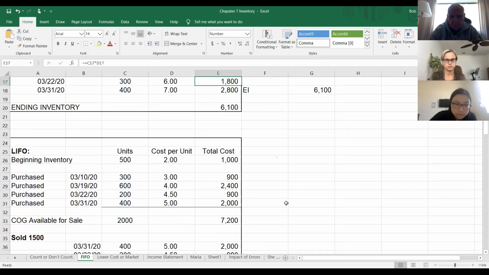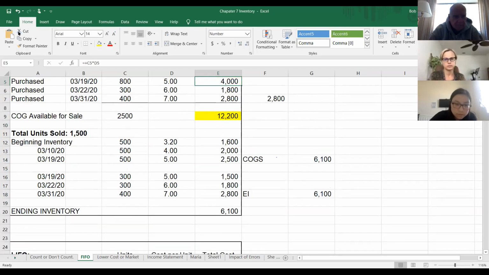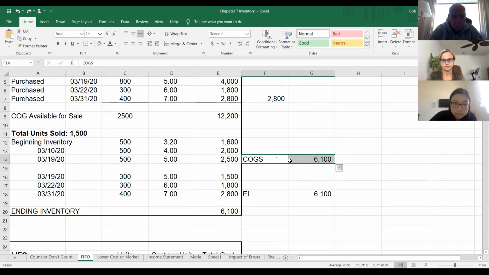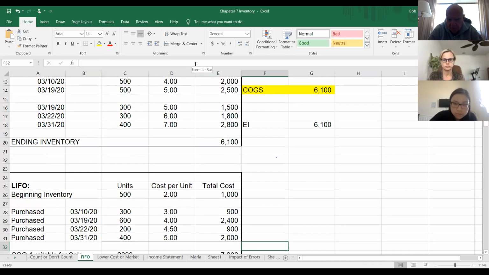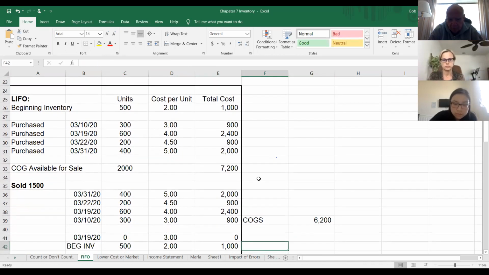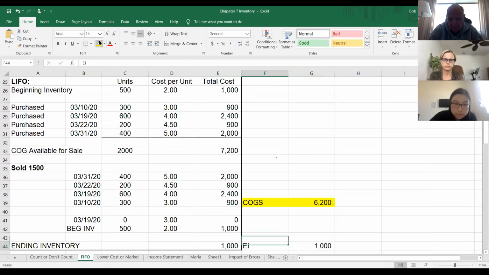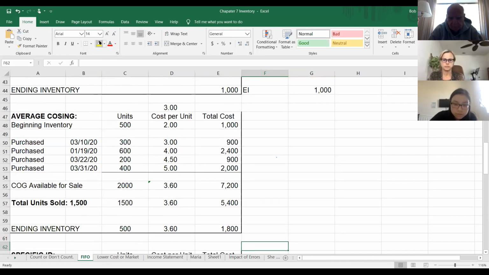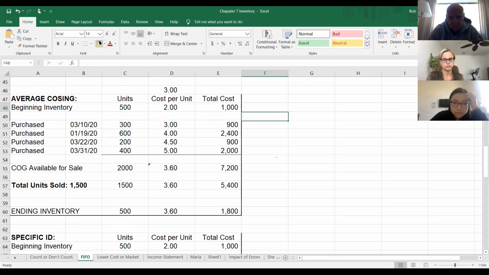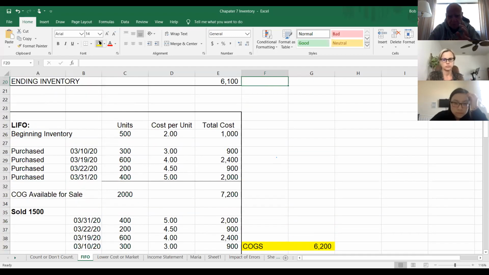Hold on here. What was it before? That's the cost of goods available. I'm so sorry. Cost of goods sold. There it is, 6,100. 6,100 cost of goods sold under this method. Under LIFO, it's going to be higher. Under LIFO, it's a little higher, 6,200. And then the average would be here. The 5,400, I guess. Oh, we can't compare them because we're using different numbers.